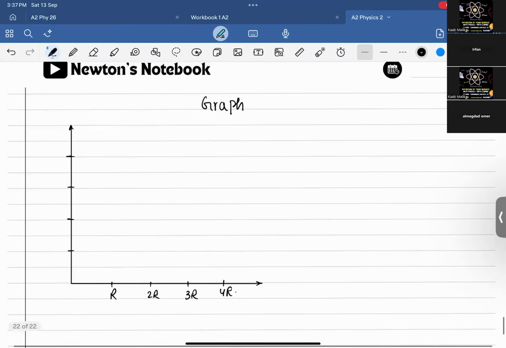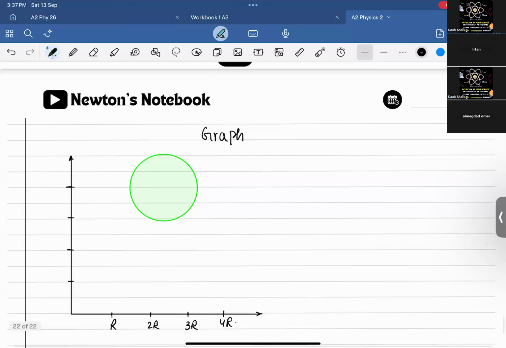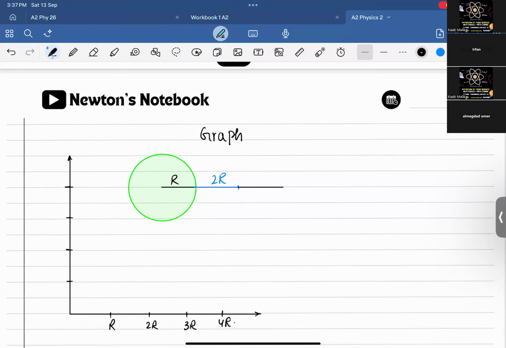If you want to see how it looks, let's imagine this as a planet. This is the distance r. Then if we go r in front of the planet, this will be 2r, like till here. And then this will be 3r, and then this will be 4r.